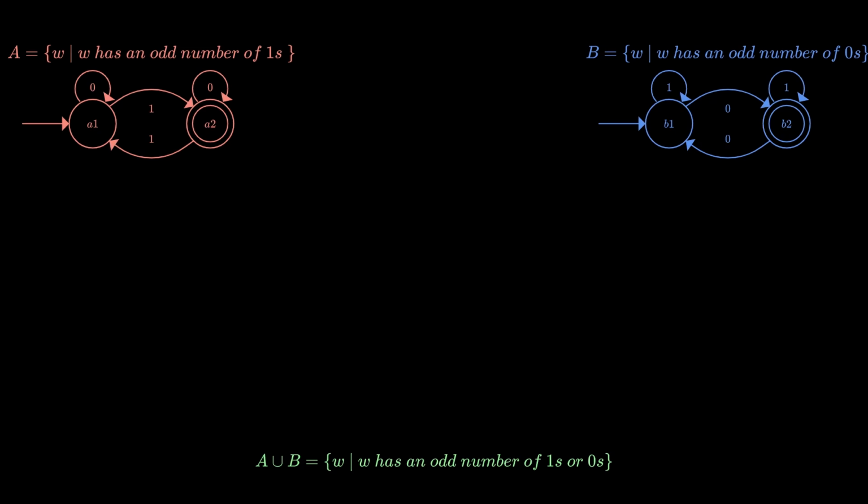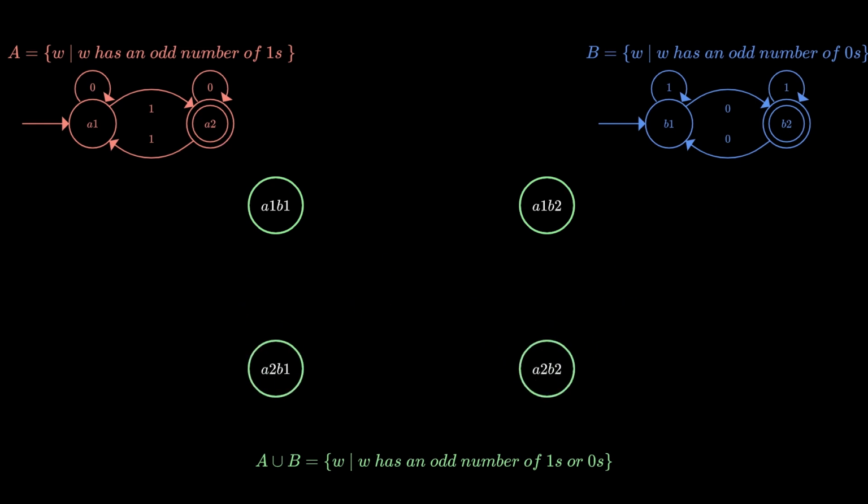This means that for each state in machine A, we will create a pairing with each state in machine B and add it to a list of states for our union machine. Then, we will define the transitions. This works with languages that don't share the same alphabet, but fortunately for us, our two languages do, so it looks a little cleaner. Say we are in A1 and B2.